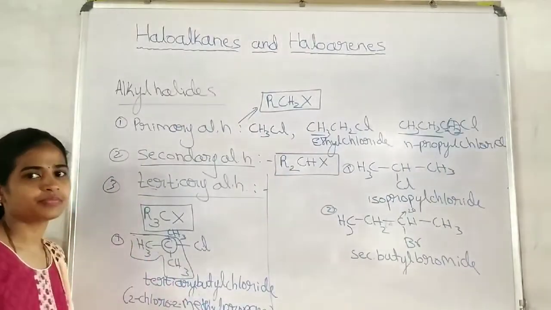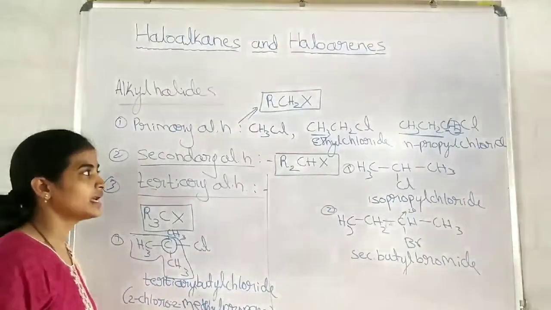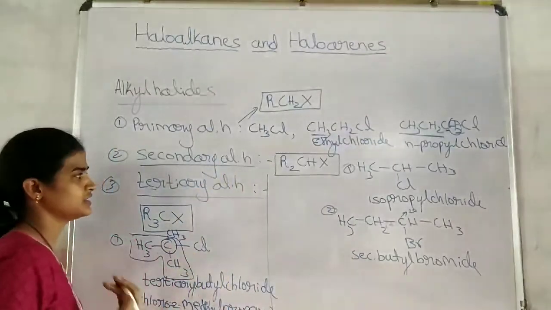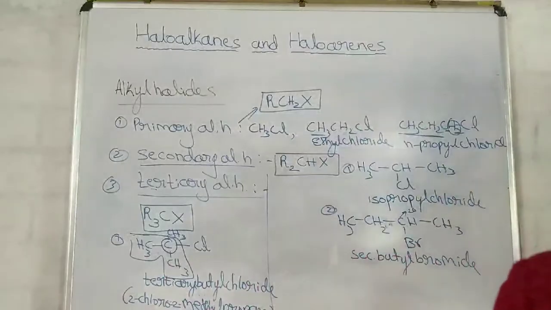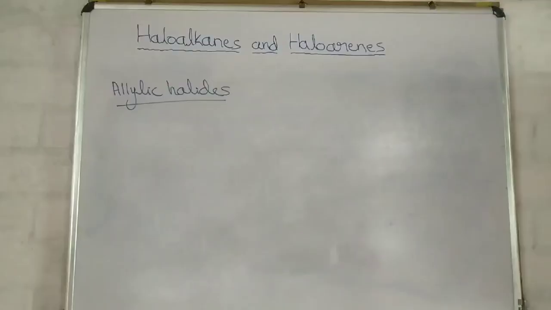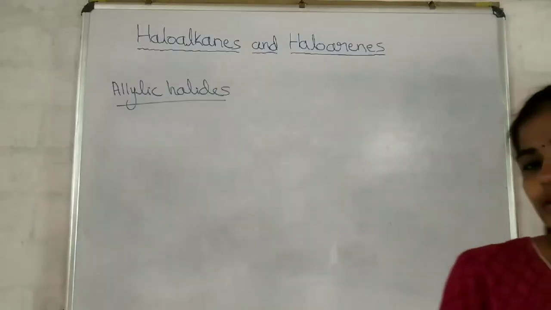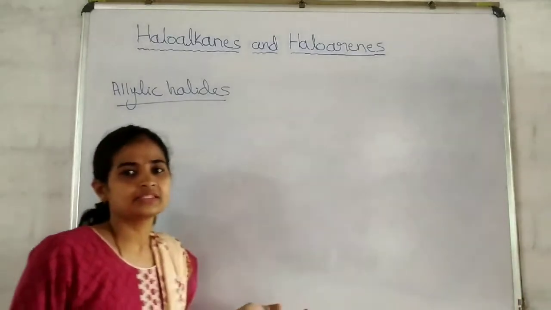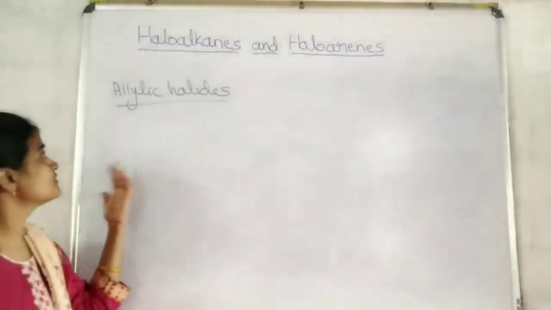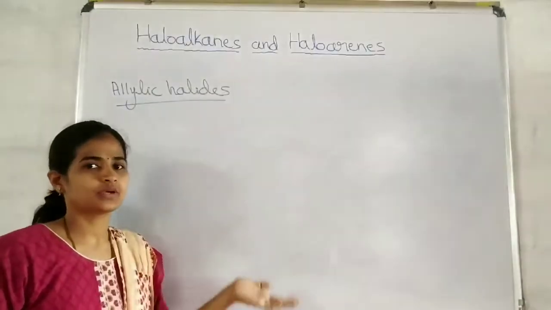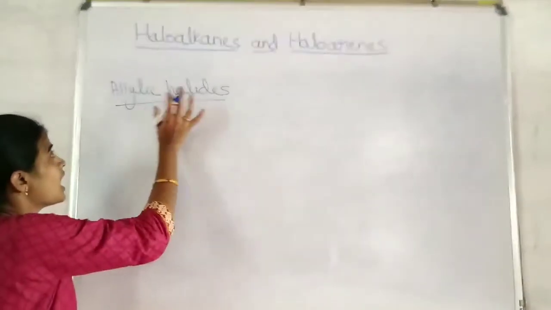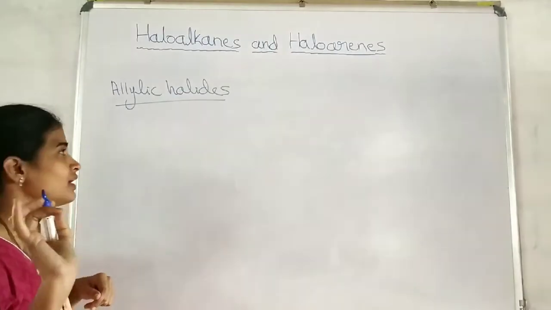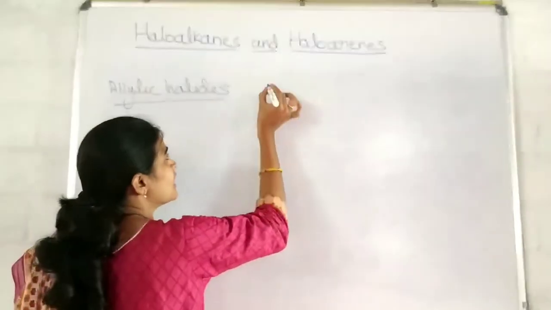Is that clear? We have studied alkyl halides and their further classification: primary alkyl halides, secondary alkyl halides and tertiary alkyl halides. Previously we studied what alkyl halides are, and what primary, secondary and tertiary alkyl halides are. Next is what? Allylic halides. What is an allylic group?